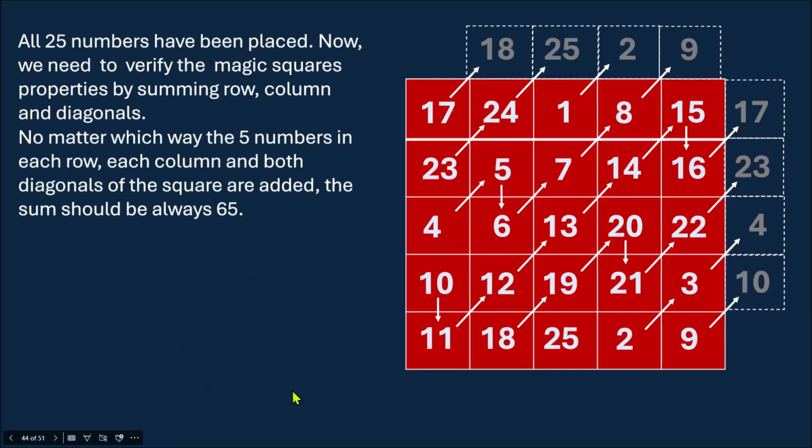Now we need to verify the magic square property by summing rows, columns, and diagonals. Namely, no matter which way, the 5 numbers in each row, each column, and both diagonals of the square are added, the sum should always be 65. Now let's see it.